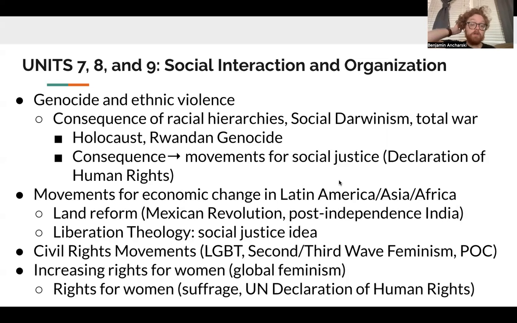Liberation theology is another economic response or cultural response to economic inequalities. Basically, let's combine Catholicism with social justice. Of course, movements to change social hierarchies like racism and gender hierarchies will emerge as well after the Second World War. Civil rights movements for the LGBT plus community, second wave feminism, which is basically concerned with social equality and cultural equality for women.